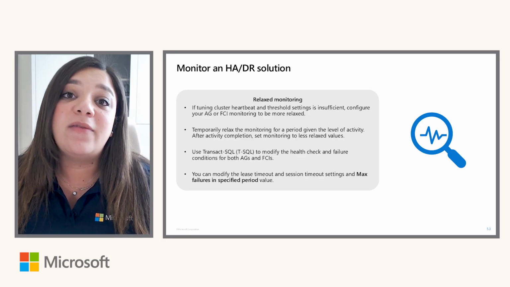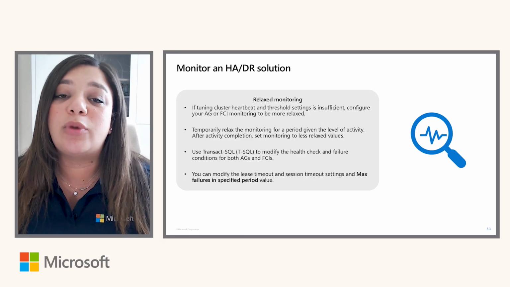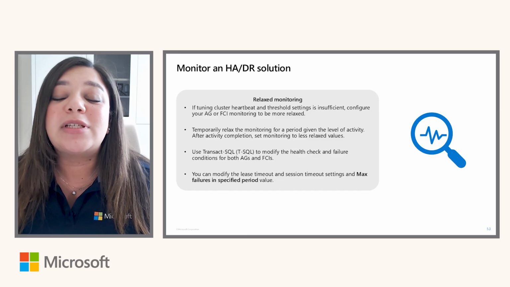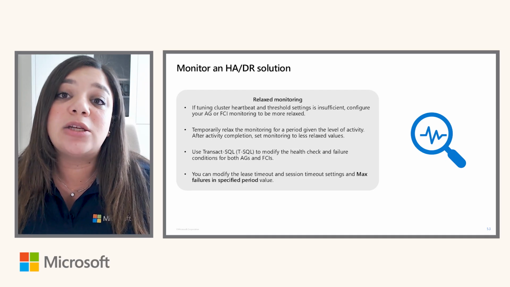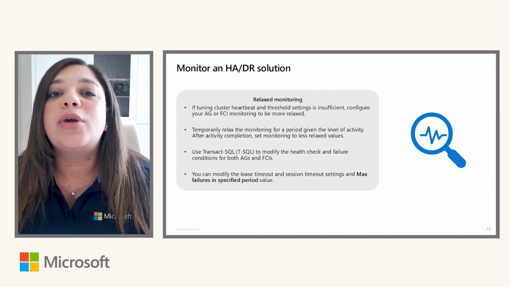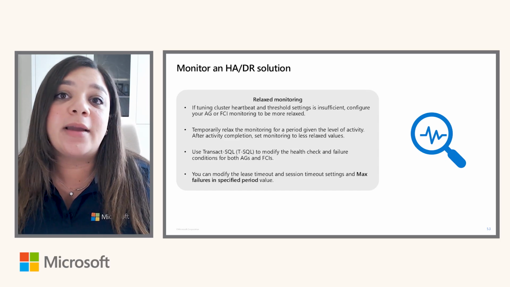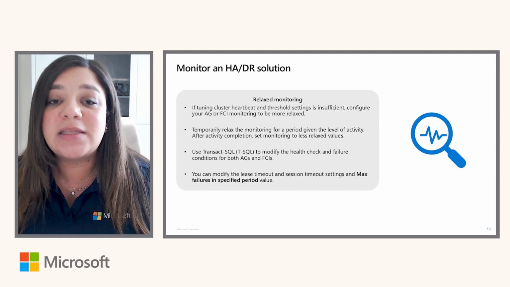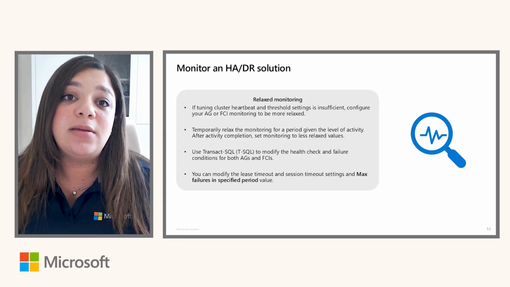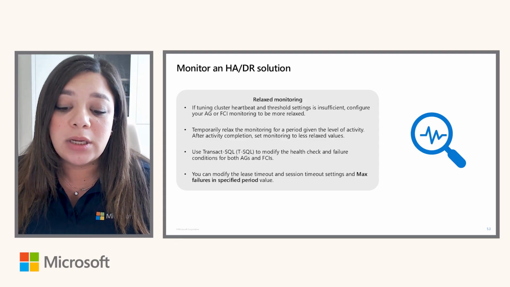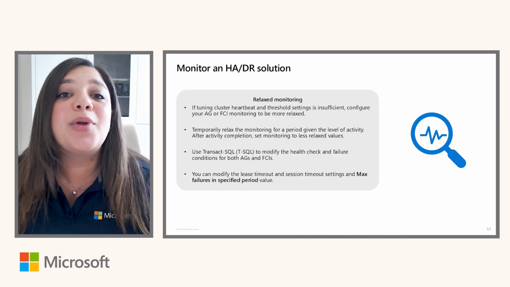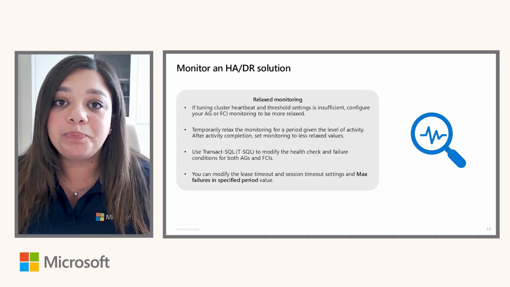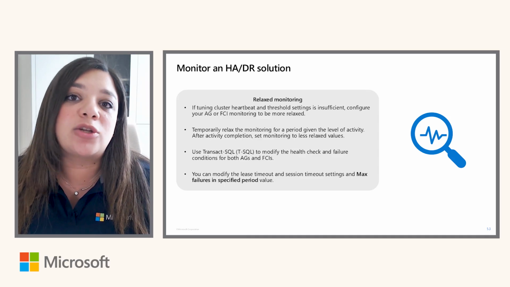After configuring high availability and disaster recovery solutions like the ones that we mentioned, monitoring is also critical to ensure they function correctly. If you're still seeing failovers due to transient issues rather than true outages, you can configure your availability group or your FCI monitoring to be more relaxed. For example, temporarily reduce monitoring sensitivity during maintenance or high activity, and you can revert back to it afterwards. Also remember, this should be used as just a temporary solution rather than eliminating the likelihood of failure. We still need to figure out what the actual issue is.